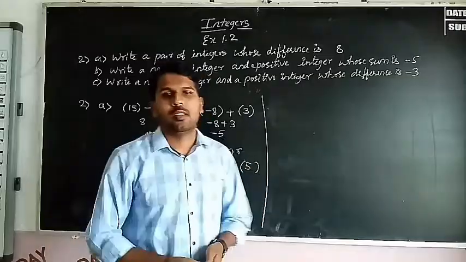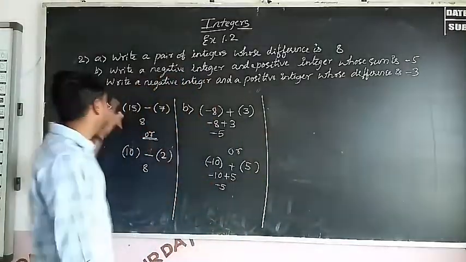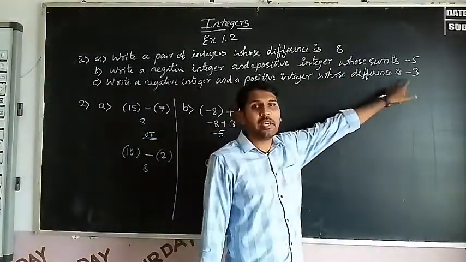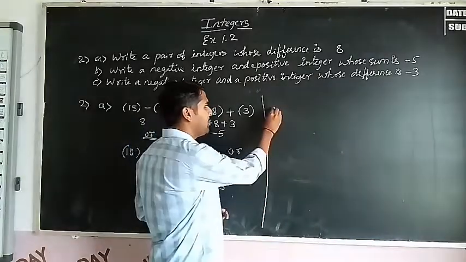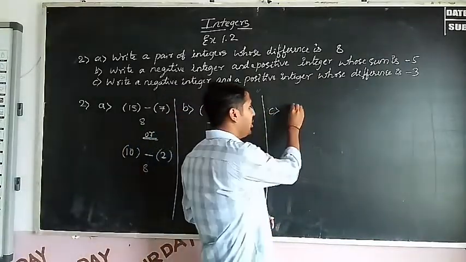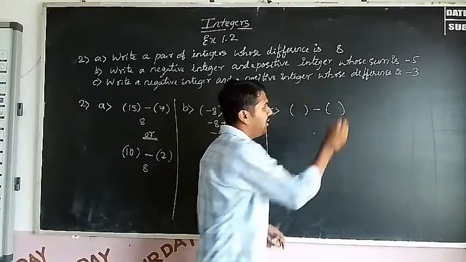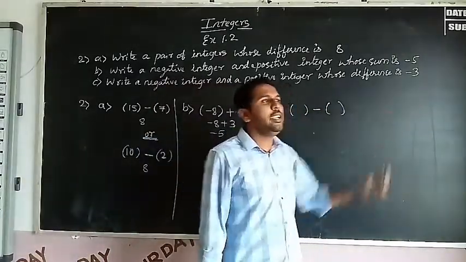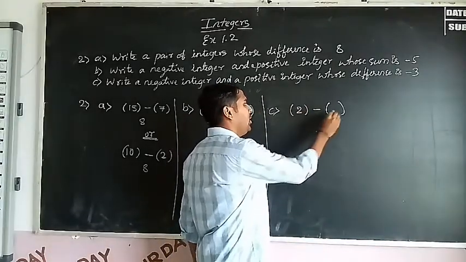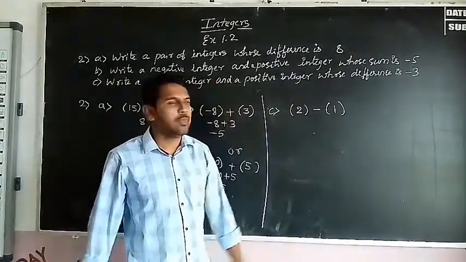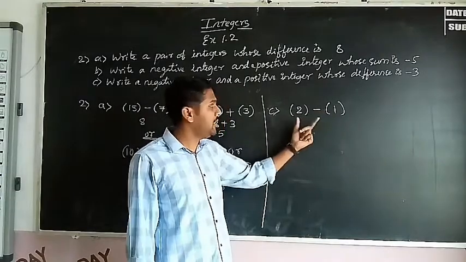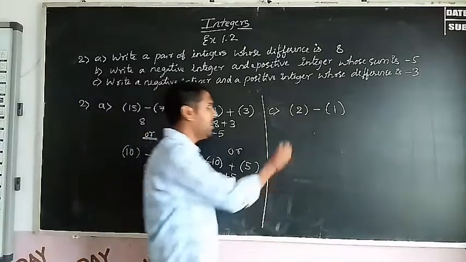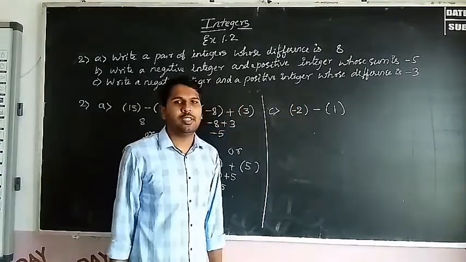Okay. So the next question is the third one. Write a negative integer and a positive integer whose difference is -3. So how to solve this one? Third one, you have to take two integers, and their difference is subtraction. So what is the number here? 3. Take 2 and 1. Okay. So here 1 is there, here 2 is there, but these two are positive integers. You have to take one negative integer also now. So take out -2. Is it possible?